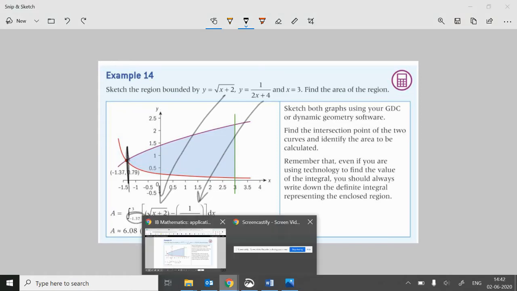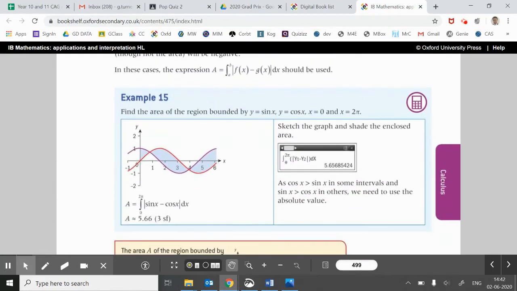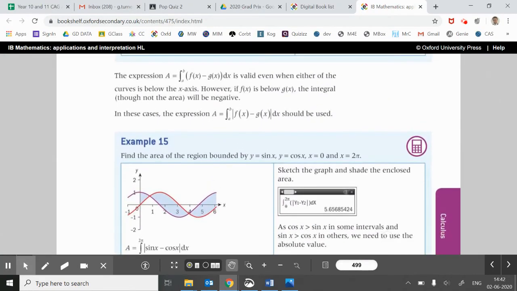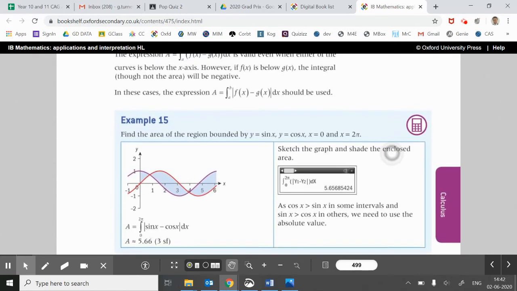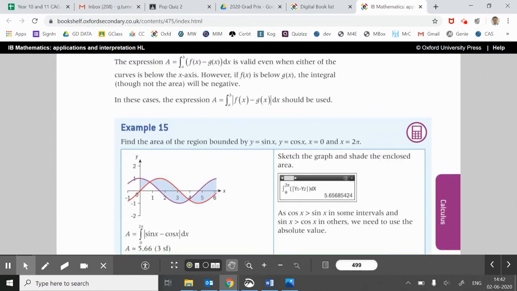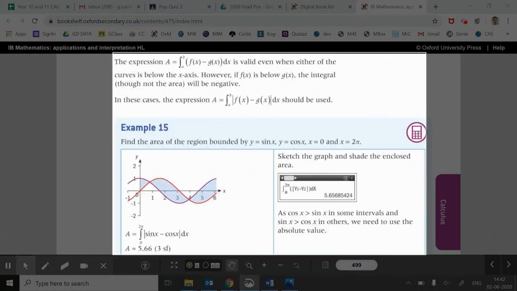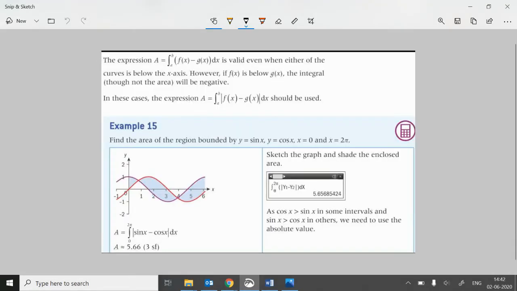Let's have a look at another one then. So here we go. They start talking about, this is a pretty good point here. It says, this expression is valid even when either of the curves is below the x-axis. Okay, so let's just take a copy of this. So it's saying this is valid even when one of the curves is below the x-axis. So you can see that we've got sometimes two of the curves underneath the x-axis in this case.